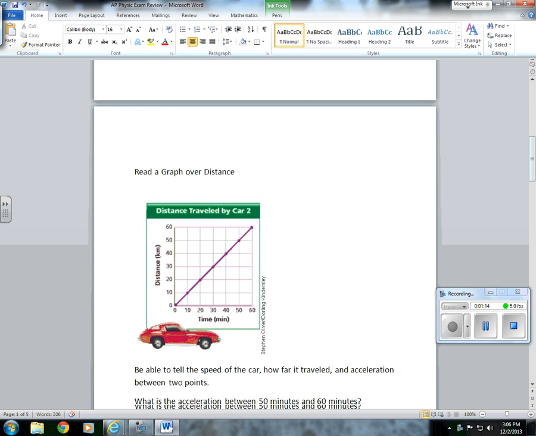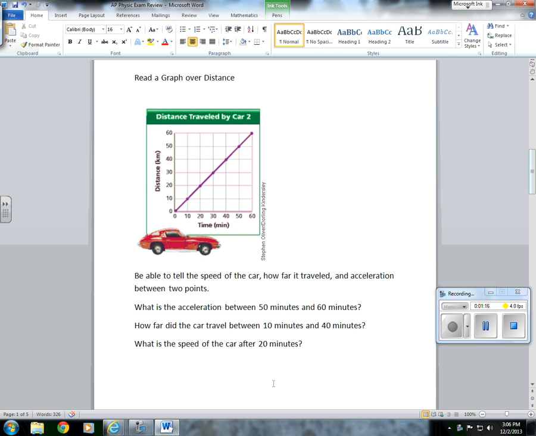All right, you also have to be able to read a graph and tell me different information. So we're going to use this graph right here of this car that traveled 60 kilometers in 60 minutes. You have to be able to tell the speed of the car. So you have to remember that speed is equal to distance divided by time. You have to be able to tell me how far it traveled. So in this case, if we come here to the last point, we know that it traveled 60 kilometers. And because this is a nice straight line, that tells us that this is a constant velocity.